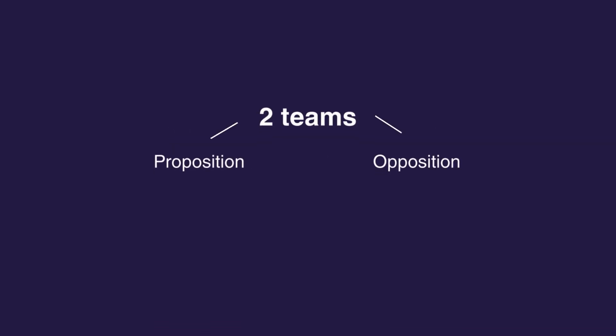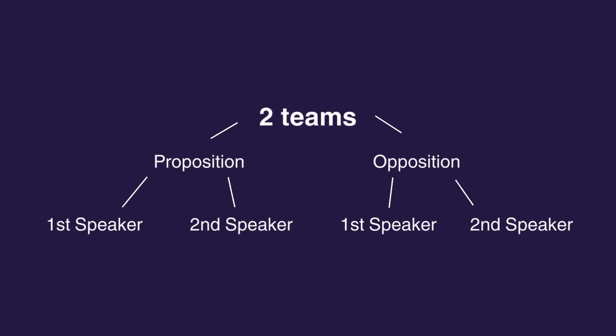A CNDF round consists of two teams, the proposition team and the opposition team. Each team consists of two people, the first speaker and the second speaker.